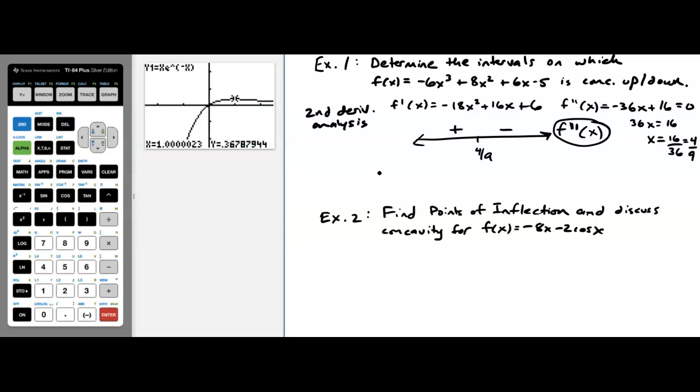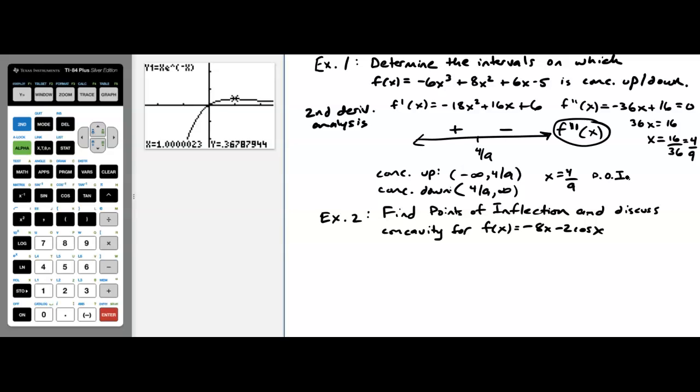And so you could see here that we're concave up on the interval from negative infinity to 4/9. You're also concave down on the interval from 4/9 to infinity. And since the concavity is changing at 4/9, and 4/9 is a place where our function is defined, then x equals 4/9 is in fact a point of inflection. I didn't ask for it here, but that is a point of inflection. So that's a pretty basic one. With the polynomial, it's always going to be a little bit easier.